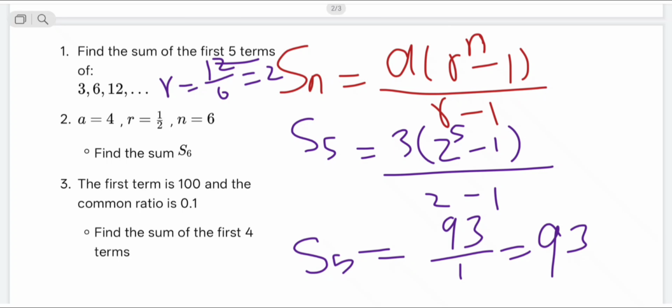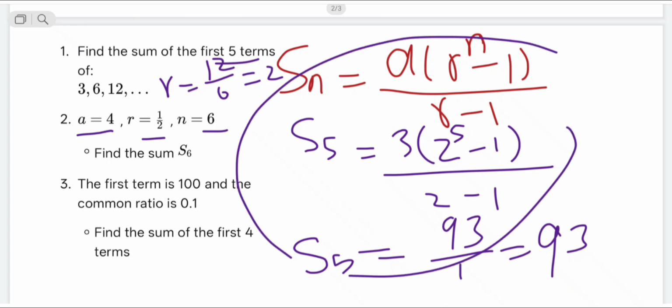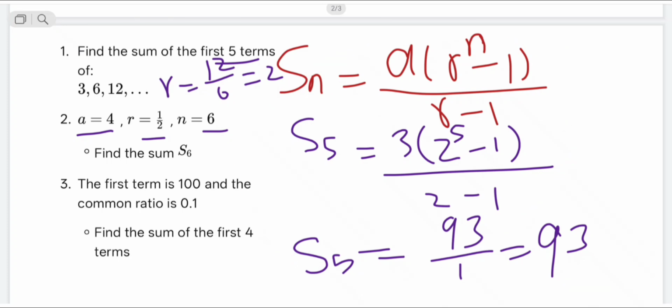I hope it is clear and you understand. So we will look at the second question. You replace a, like here a is 3, here it will be 4, r is 1 over 2, n is 6. Just use the same formula and we can solve the second question. This is for you. I will solve question number 3.